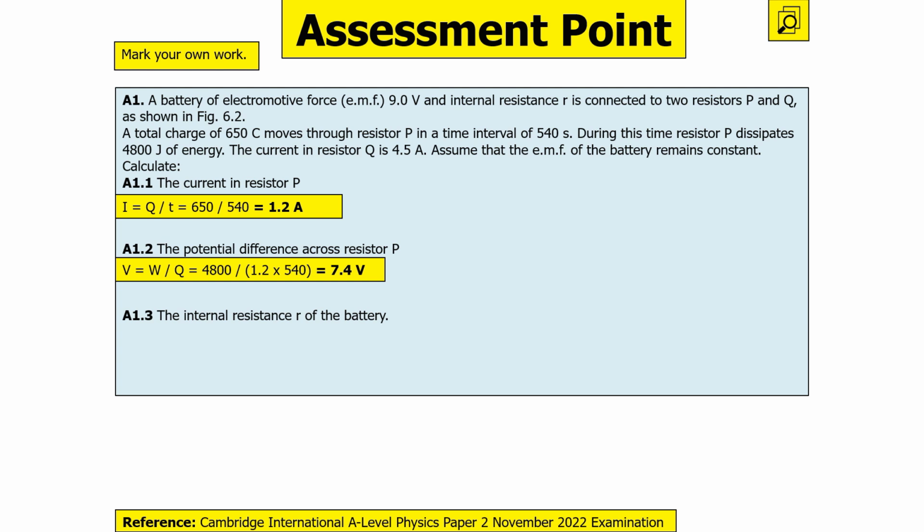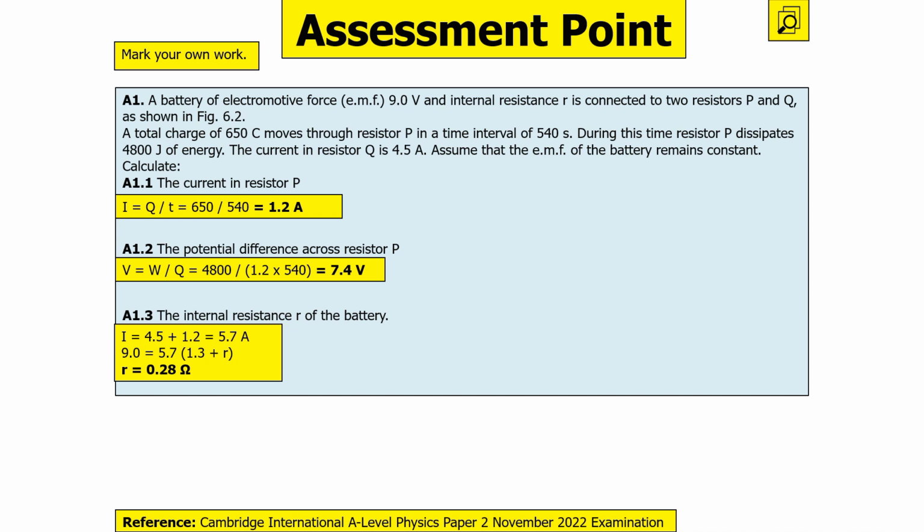Work done, 4,800 joules, divided by the charge, which is current times time, so you work it through to be 7.4 volts. Finally, the internal resistance. Well, we know that the current is going to be 5.7 amps because we have 4.5 amps, as is mentioned previously in resistor Q.